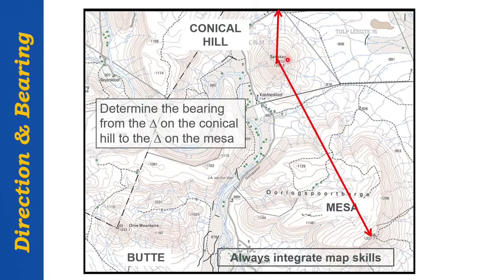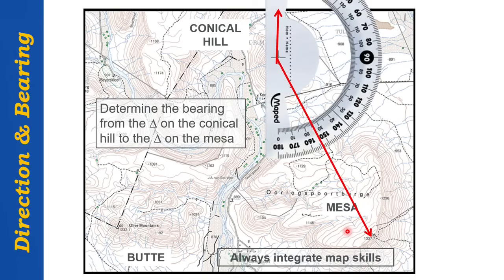So here is the trig beacon on the conical hill. Remember, we worked with this conical hill. So I drew my line to the north, and there's the trig beacon on top of the mesa, and I drew a straight line from that one to that one, joining it. Now remember, we put down a protractor. Notice the position of the protractor.